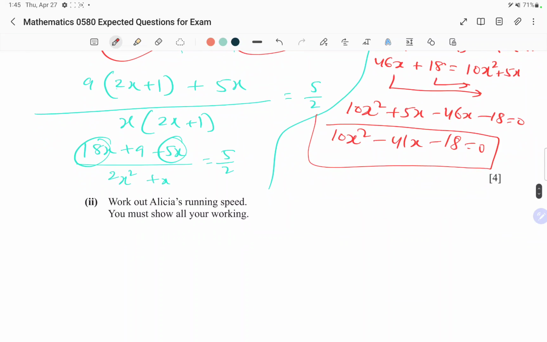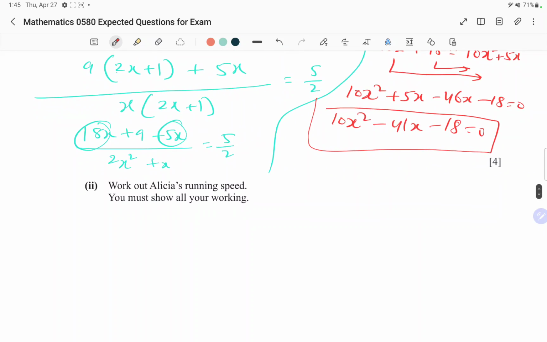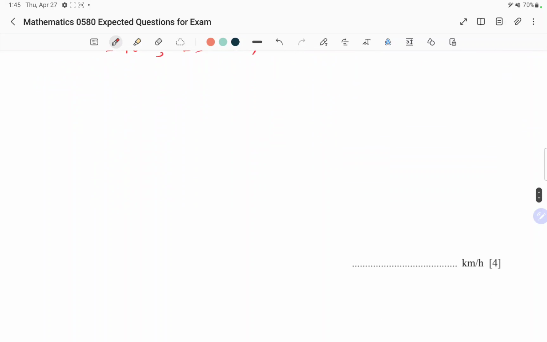Work out Alicia's running speed. Now they are just asking us to solve that. No method is mentioned over here, so better to use the quadratic formula. Here a is 10, because ax squared plus bx plus c. A is 10, b is minus 41, and c is minus 18.